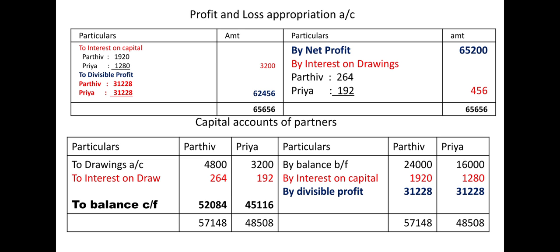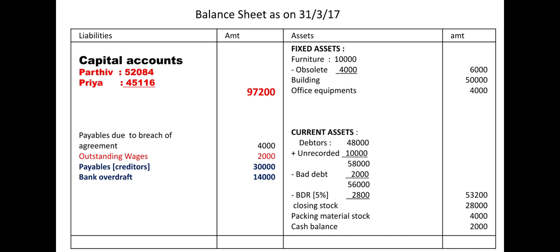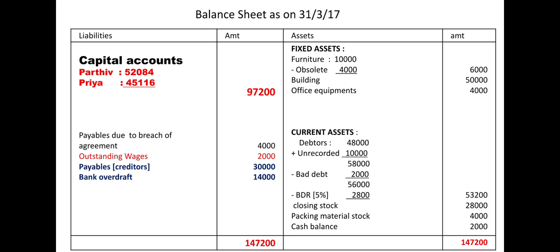Now we are in the last, the balance sheet. The closing capital will be transferred to the balance sheet, student, on the liability side. Yes, here it is, capital accounts. And the answer of the capital account should be written on the liability side. Okay, now the total of assets and liabilities should be equal. Let's do it. Yes, it is equal, student. It is 1,47,200.